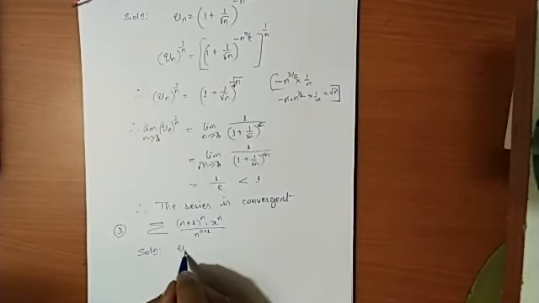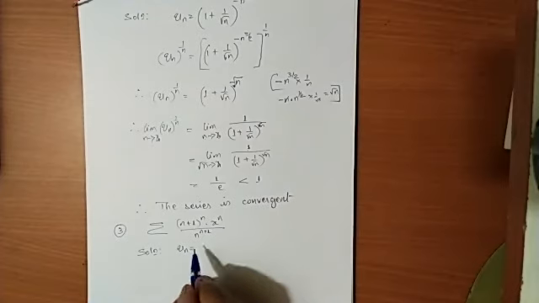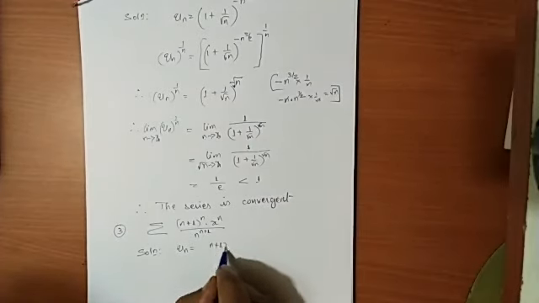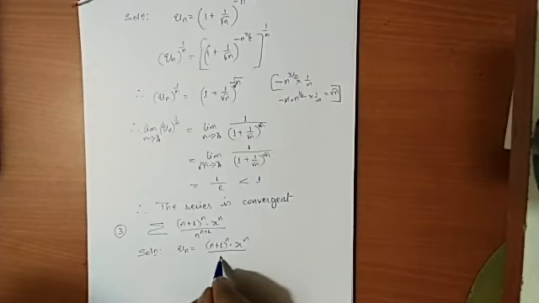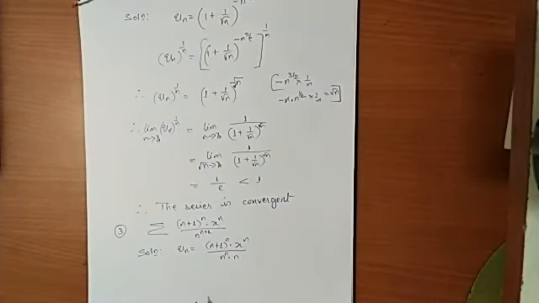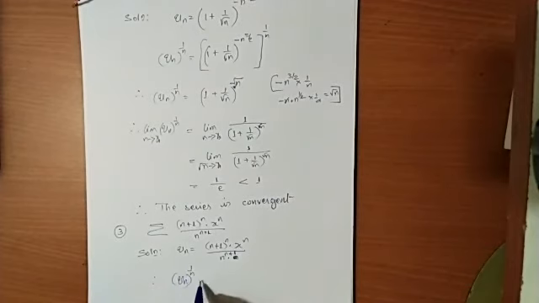So solution. What is un now? Un is (n plus 1) raised to n into x raised to n over n raised to n into n. Correct? Or n plus 1. So n raised to n plus 1 I can say. Therefore, what is un raised to 1 by n? The nth root of un.